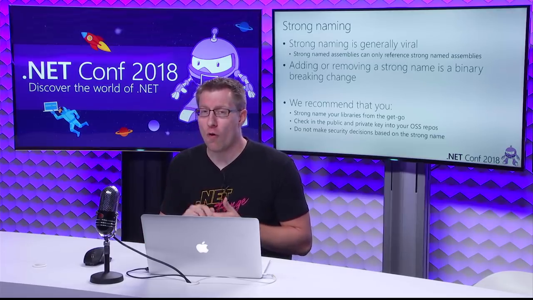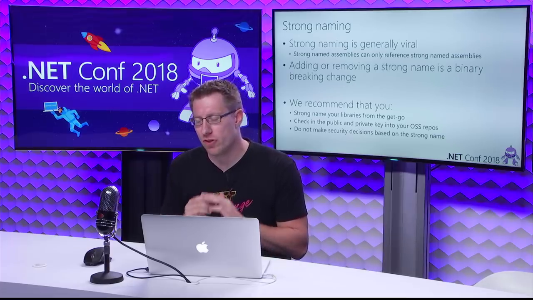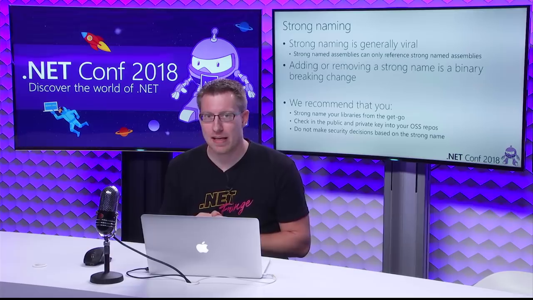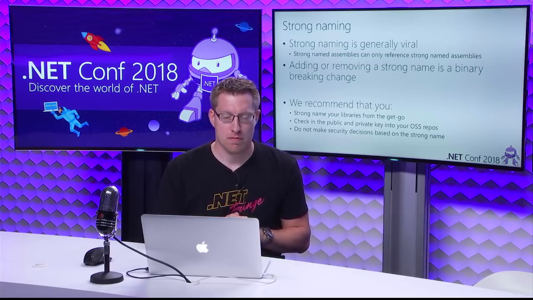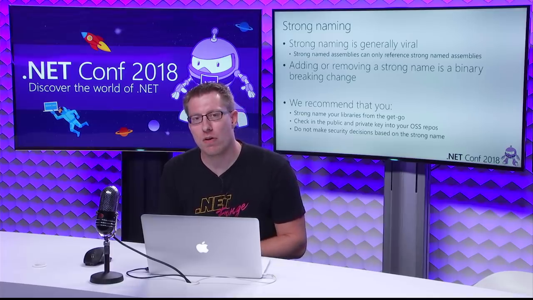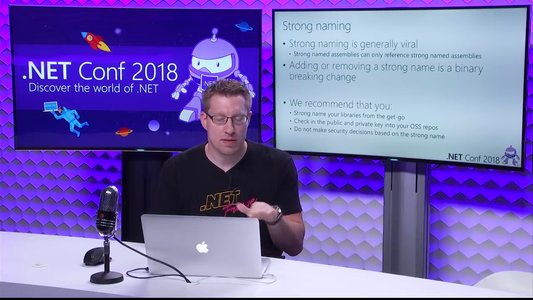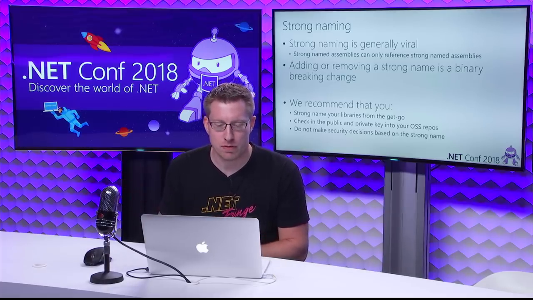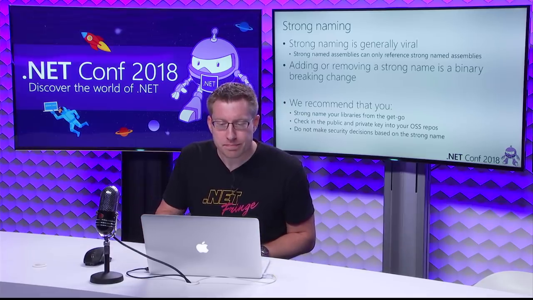Now, people always say, oh, then I have to maintain keys and all of that. And the recommendation that we now have is just check in the public and private key. The private key should be checked in. And why is that? Because we no longer care about strong naming for security reasons. We've set this guidance for over 10 years now: don't use strong naming to make security decisions. So checking in the private key is fine. It's literally just a GUID attached to the name. That's how you should think about strong naming. And that's basically all there is to say about strong naming.